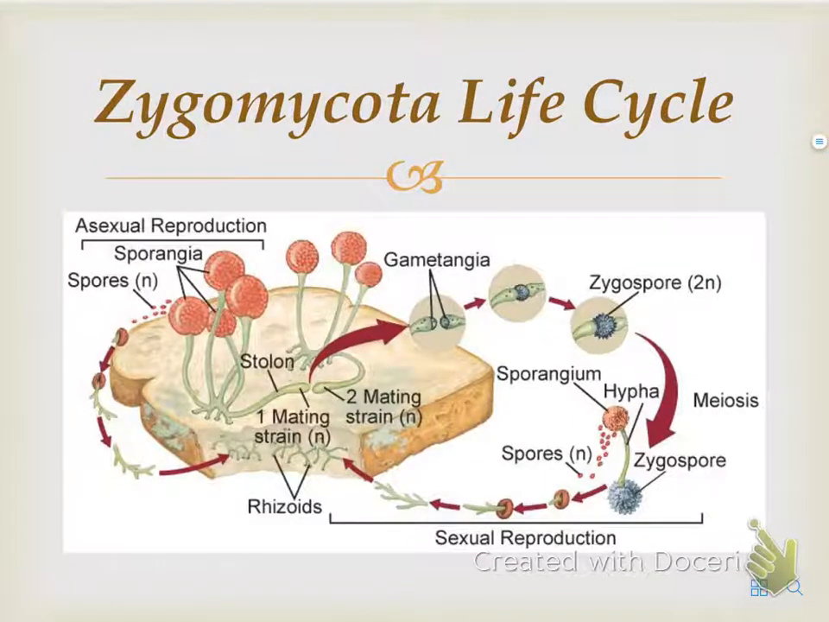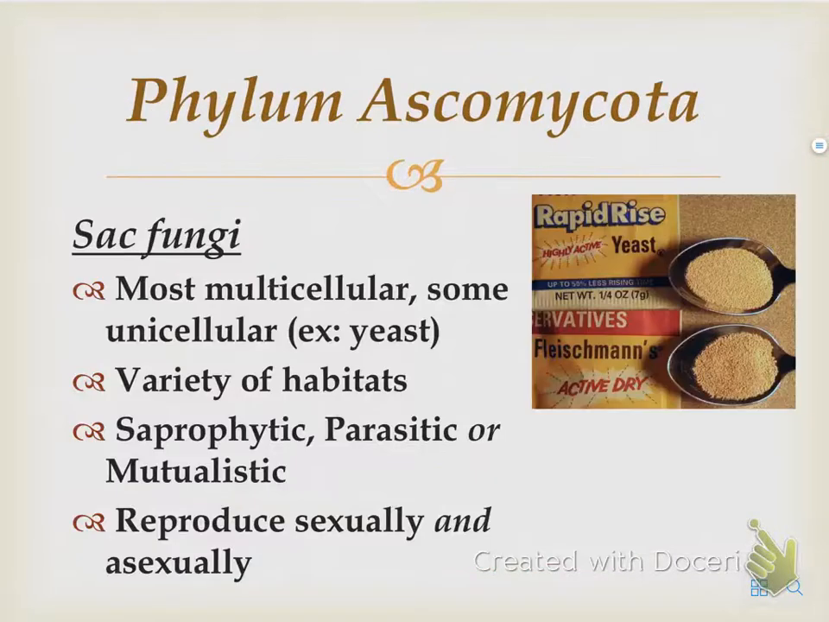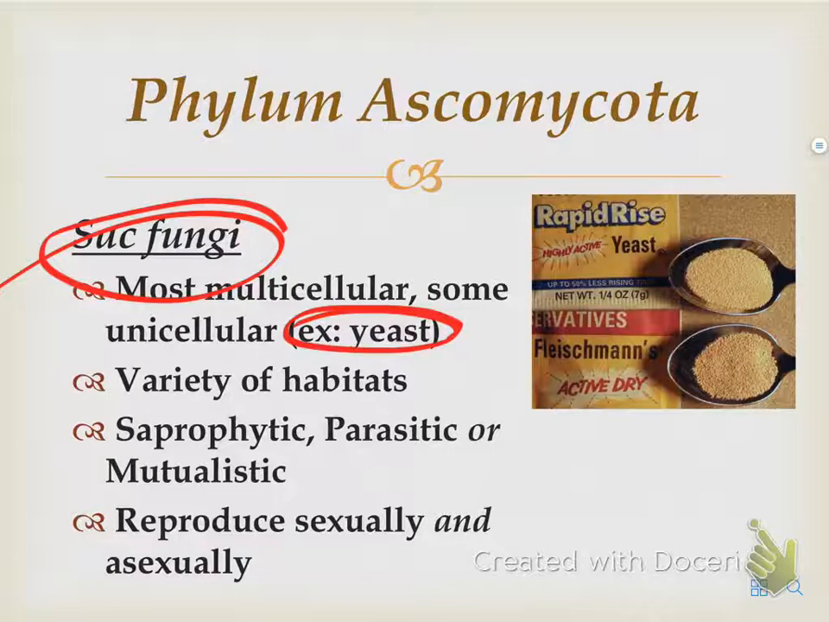So here's your life cycle. So it starts here. It's going to release these spores. They're going to eventually come back and then keep the process up because you have, and it's sexual reproduction because you have so many different ones on a piece of bread, for example. So the Phylum Ascomycota, this is your sac fungi. They're mostly multicellular, although yeast is unicellular. They can be saprophytic, parasitic, or mutualistic, so they kind of cover all ranges, and they reproduce both ways.